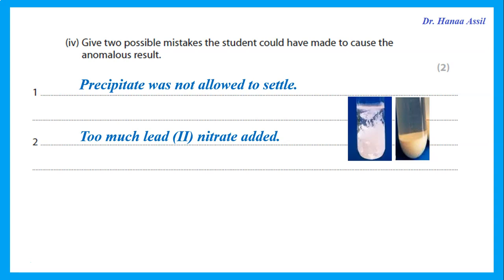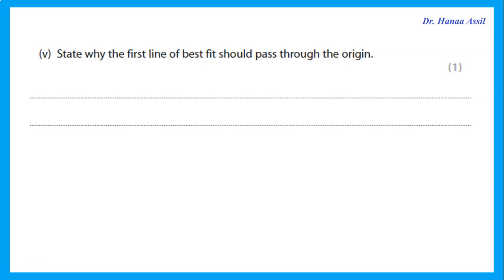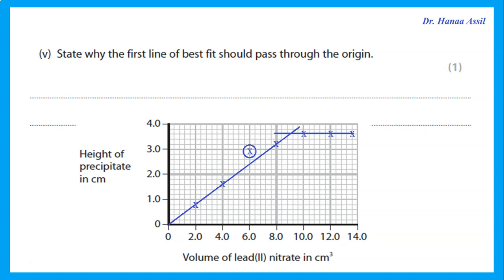That means the height will be higher than what it should be. Or the student added too much lead nitrate. Again, they will have more precipitate. Remember that the point that was off was above the curve. That means he got a result that is higher than what it should be. So either the precipitate was not allowed to settle down, or too much lead nitrate was added, so it gave too much precipitate.